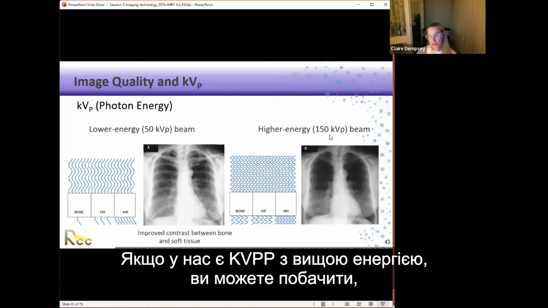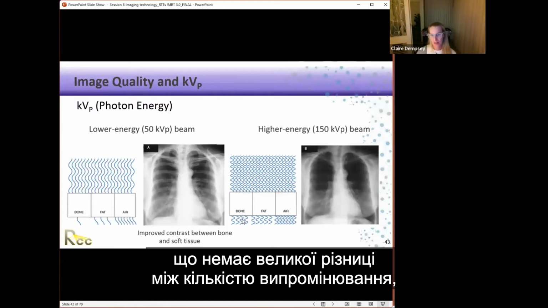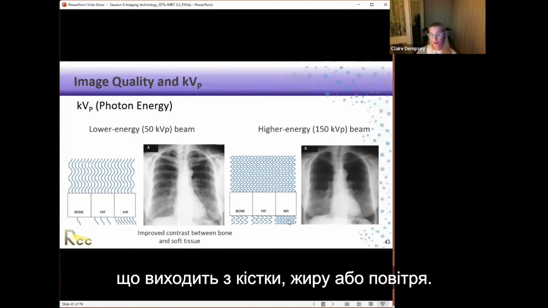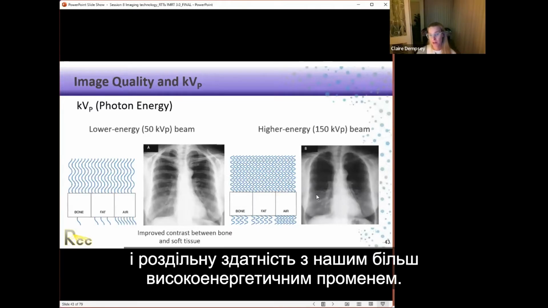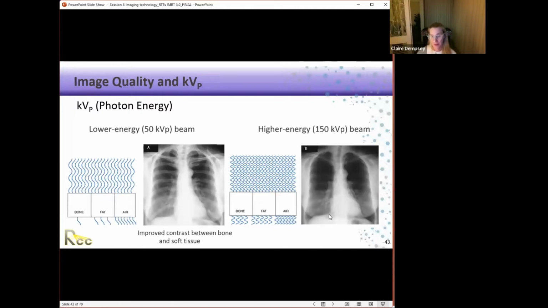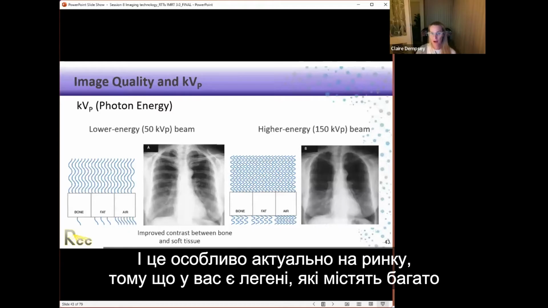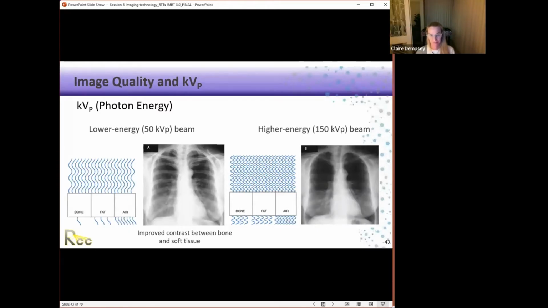If we have a higher energy kVp, you can see that there's not a lot of difference between the amount of radiation passing out of the bone, the fat, or the air. So you see we've got this decreased contrast and resolution with our higher energy beam. And it's particularly marked here because you've got lung, which has a lot of low density material.